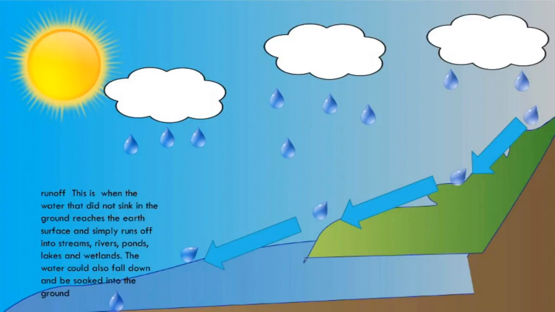The first route we will discuss is runoff. This is when the water that did not sink into the ground reaches the earth's surface and simply runs off into streams, rivers, ponds, lakes, and wetlands.